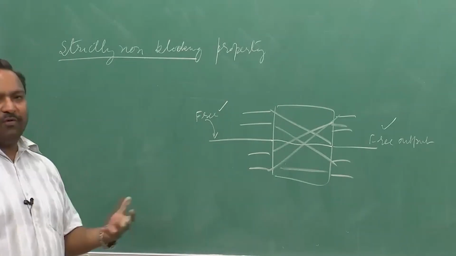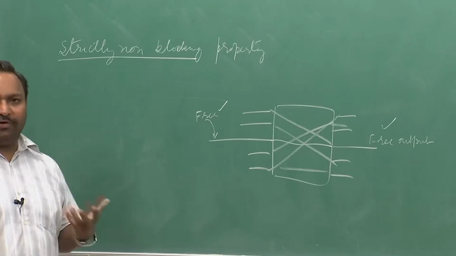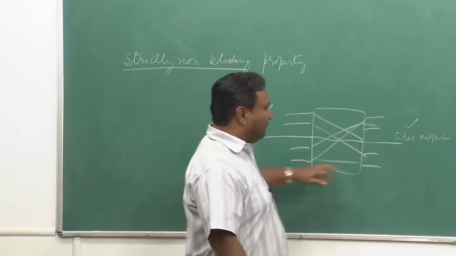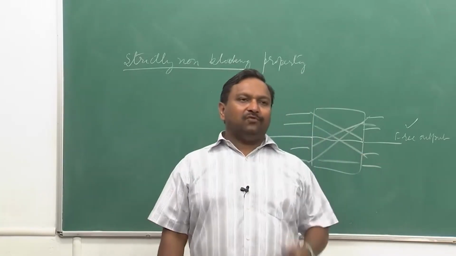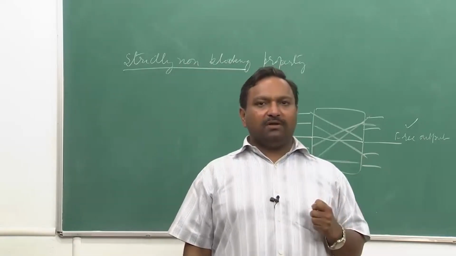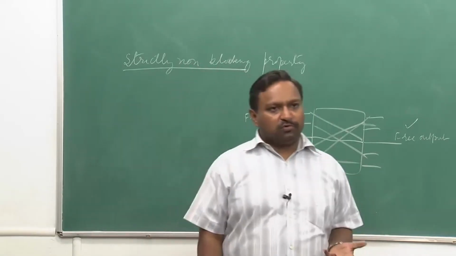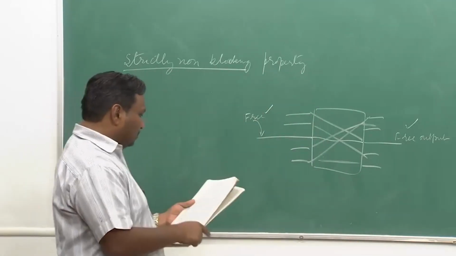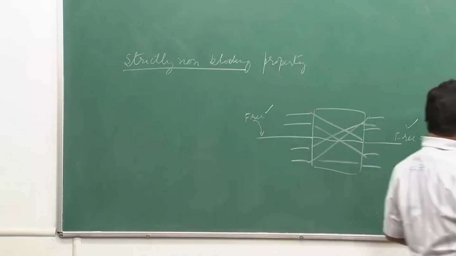We need a more formal definition. Why do we need a more formal definition actually? Remember, in this case I have only talked about one input and one output. I have not included the case of multicasting. Multicasting means when from one input I can connect to multiple outputs. So, I need to include that. So, let us look at the formal definition.